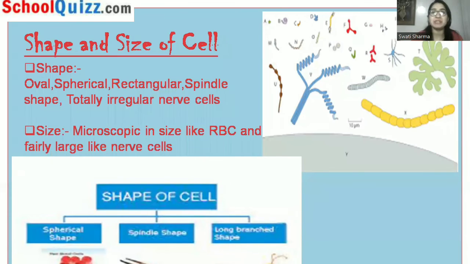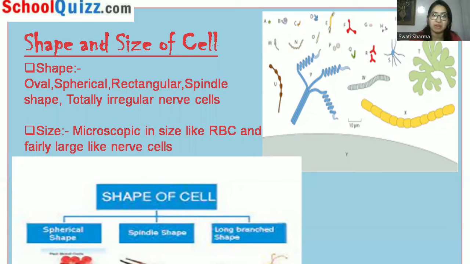Now comes the shape and sizes of the cell. What are all the shapes in which a cell can exist? A cell can be oval in shape, spherical, rectangular, spindle shaped, or totally irregular, like nerve cells.